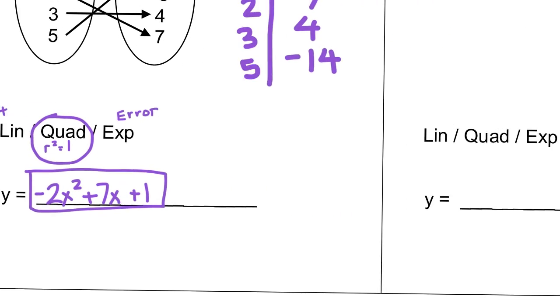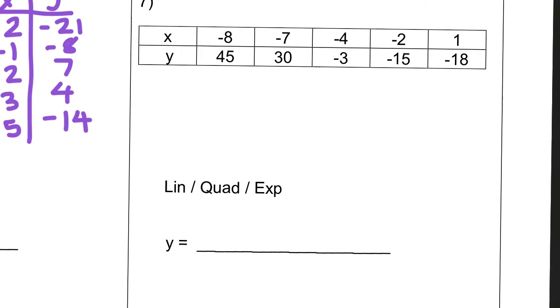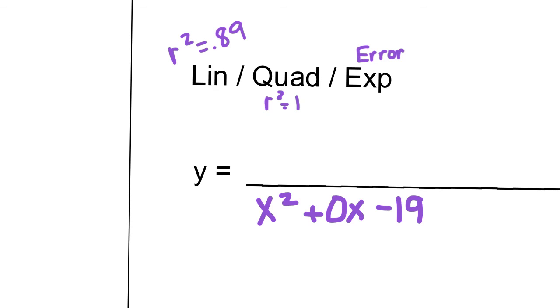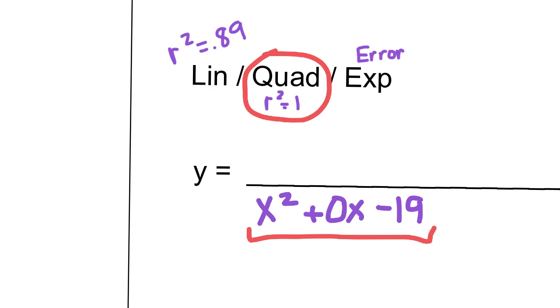Please pause the video here and enter the data for number 7. All right, finally, on the last question, we find that it is quadratic, and we are given this equation. But notice that it's 0 times the x value. So to simplify this, we would write y equals x² minus 19 for the equation. That concludes the lesson for today.